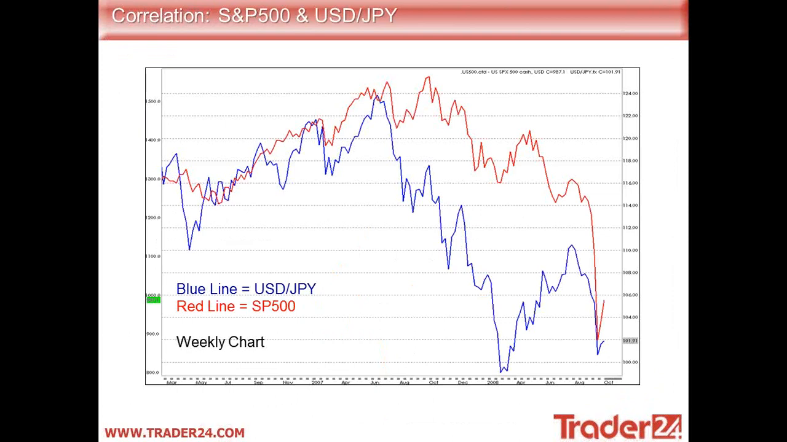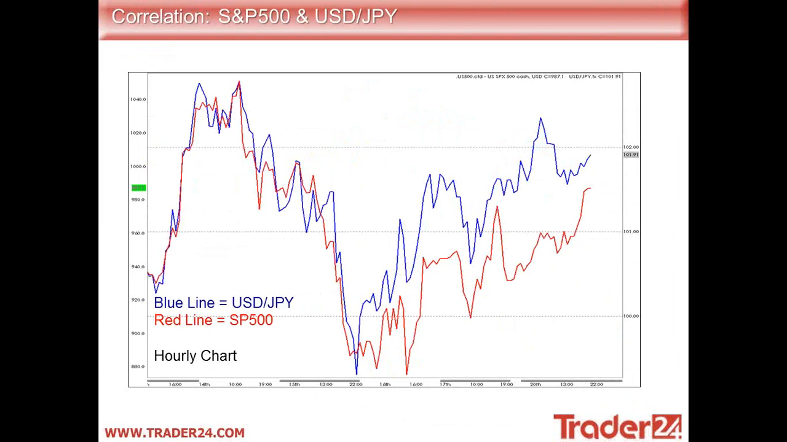Some of these indices and currencies have fairly deep correlations. One of them, which I've taken as an example here, is the S&P 500 index, which is the top 500 stocks in America, compared to the US dollar versus the Japanese yen. We've got this here on a weekly chart, and I just wanted to show you that there is a correlation between the dollar yen and the S&P 500. So what we could start to look at is trying to understand the relationships between these various different tools.